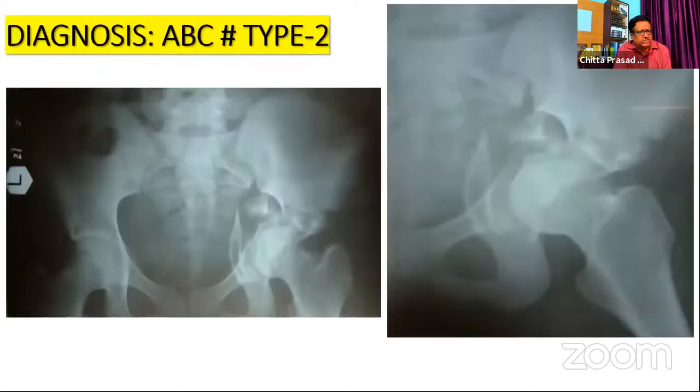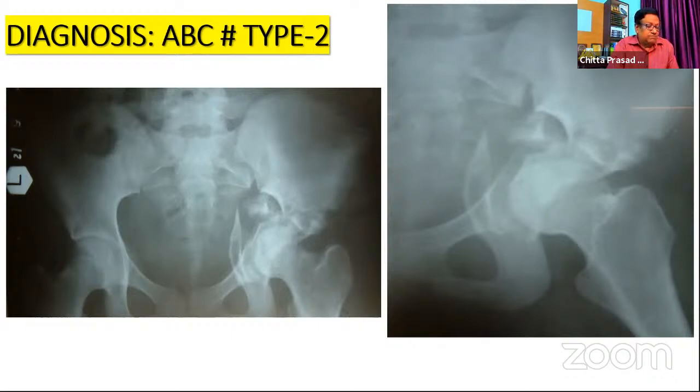I'll show you some experience with the dual approach, when I did not use the extended iliofemoral approach. This is a type 2 ABC. Dr. Prasad just now said that if you have a young patient, there is a chance of damaging the trochanteric blood supply and having coxa valga later on. This is a 13-year-old girl who came with this injury. This is a type 2 ABC fracture.